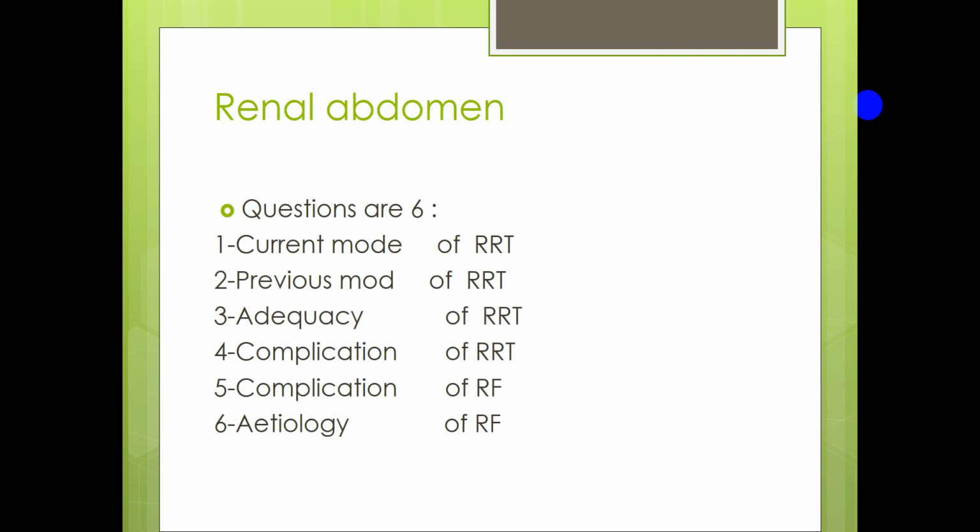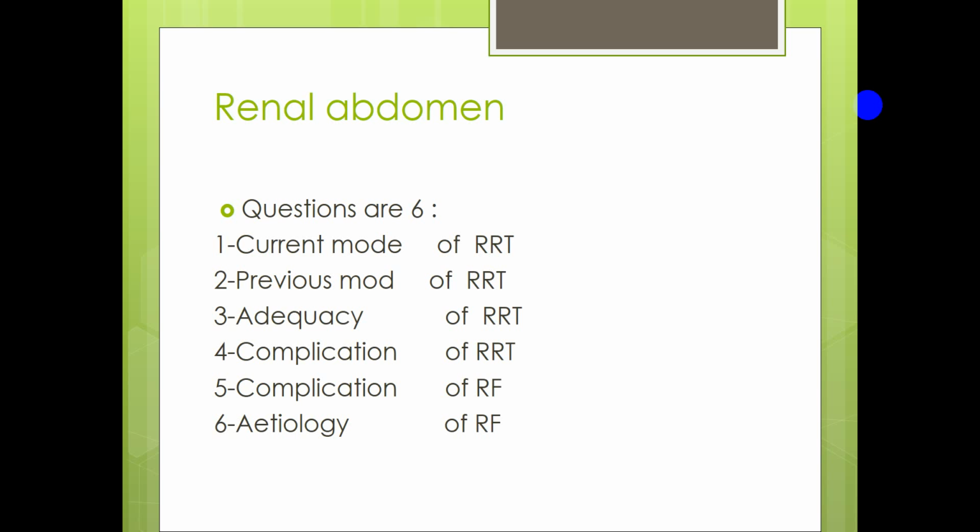The most common case in the UK and in Malaysia is the renal abdomen. The question you have to answer while you are examining the renal abdomen is: what is the current mode of renal replacement therapy? Is it peritoneal dialysis? Is it renal transplant? Is it hemodialysis? And the previous modes of renal replacement therapy.